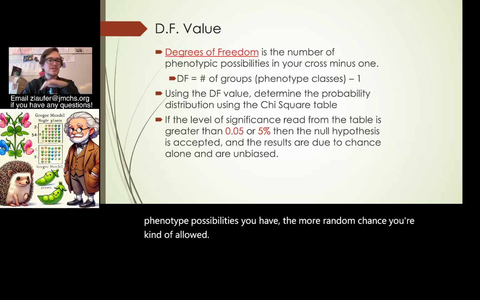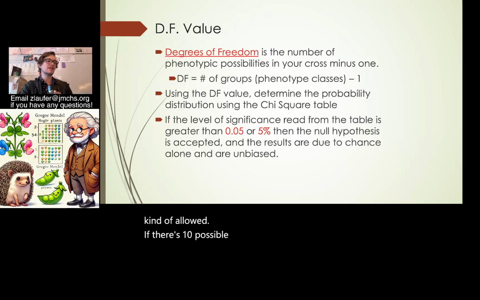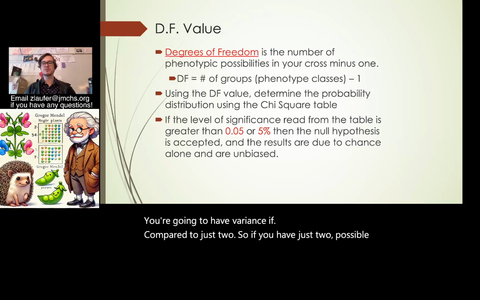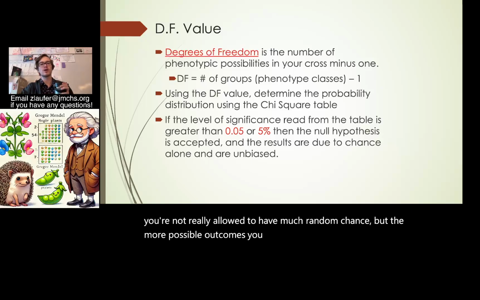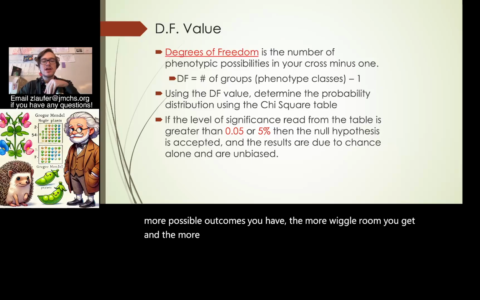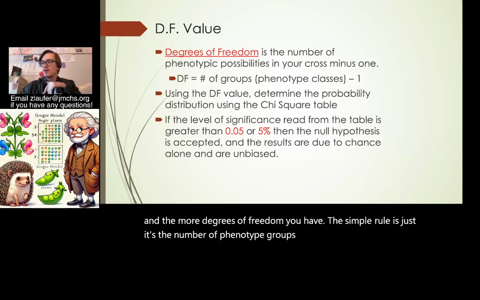If there's 10 possible outcomes, you're going to have variance if compared to just 2. So if you have just 2 possible outcomes, you're not really allowed to have much random chance, but the more possible outcomes you have, the more wiggle room you get, and the more degrees of freedom you have. The simple rule is just it's the number of phenotype groups minus 1.